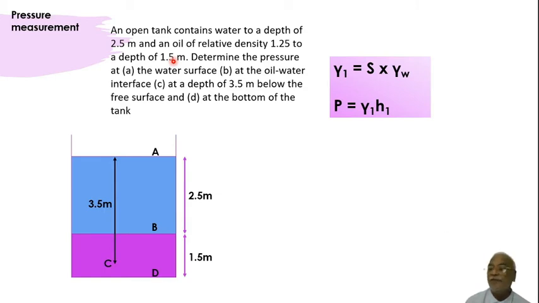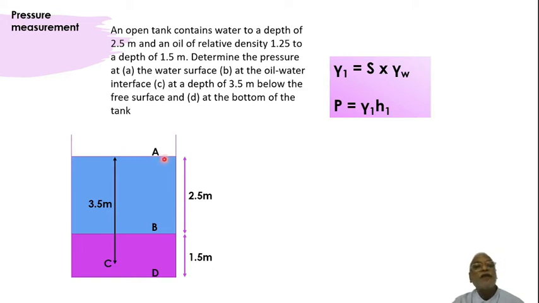Pressure at A, so this is the free surface. If we are talking about gauge pressure, that is, atmospheric pressure is taken as 0, then pressure at A is equal to 0. Simple. Pressure at A, the free surface, is equal to 0. This is gauge pressure. If you want absolute pressure at point A, then it will be equal to 101.325 kilopascals. That is atmospheric pressure. Right? Now we'll talk about all these things in gauge pressures only, because atmospheric pressure is taken as 0.